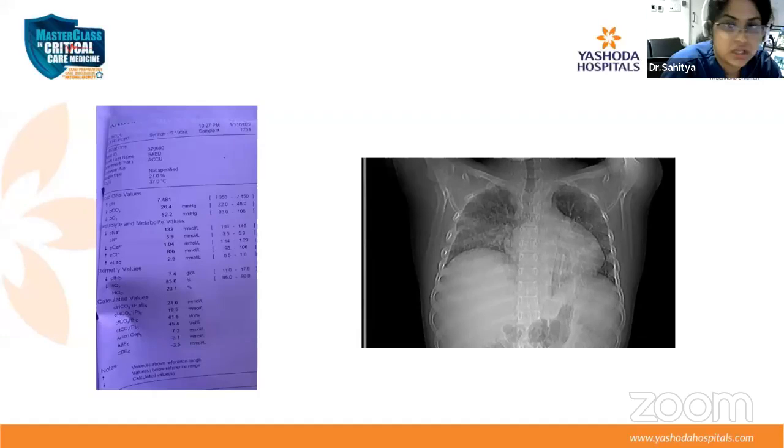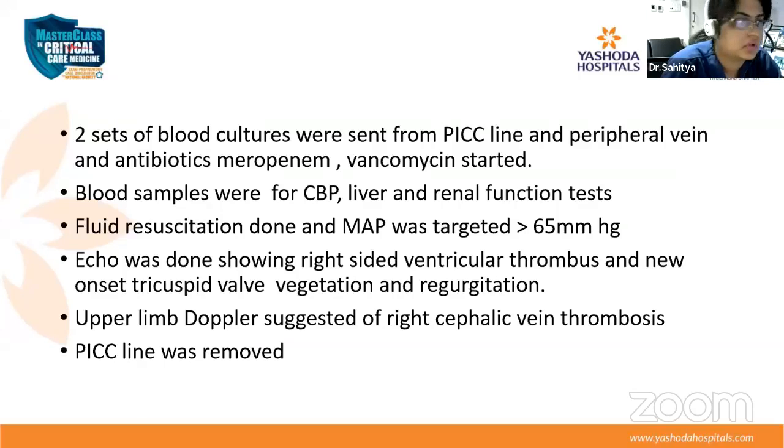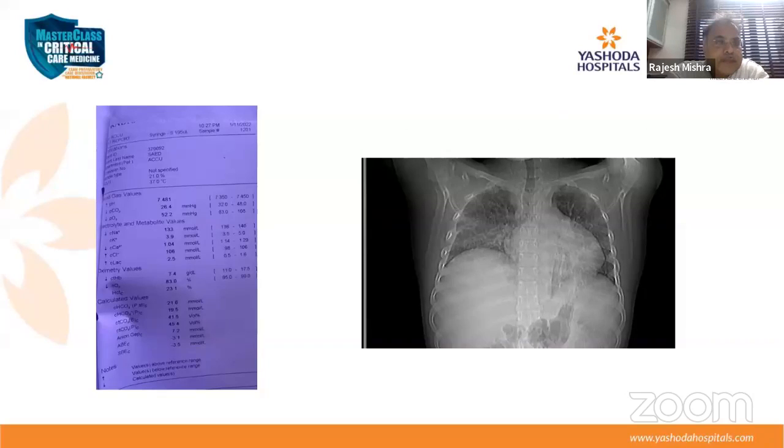Investigations. On arrival, this was the ABG of the patient, and that was the chest X-ray. Initially, when he entered the ICU, the PO2 was low, type 1 respiratory failure, 52.2, lactate was 2.5, hemoglobin 7.4, and the bicarb was 21.6. So this was metabolic acidosis with respiratory compensation, with type 1 respiratory failure and increased lactate of 2.5.